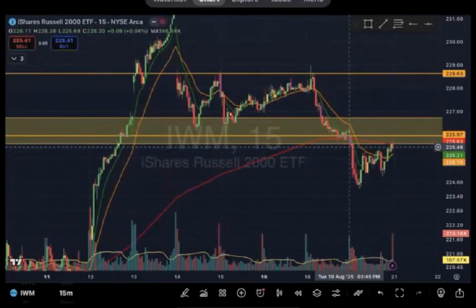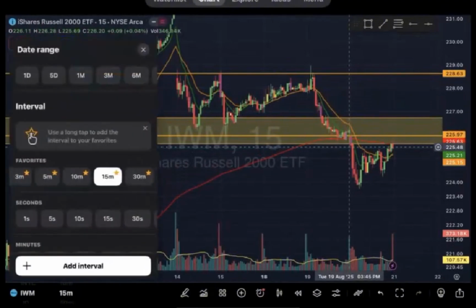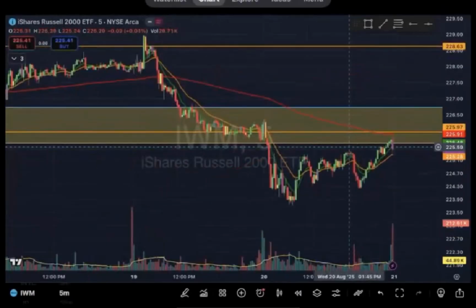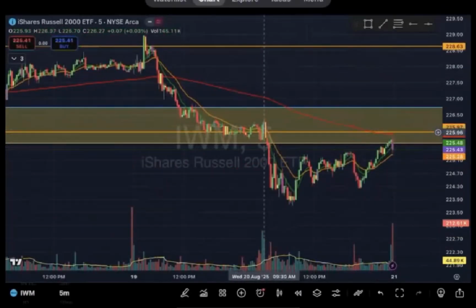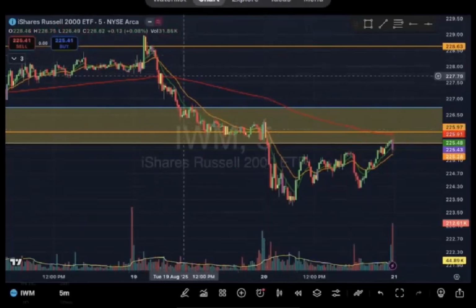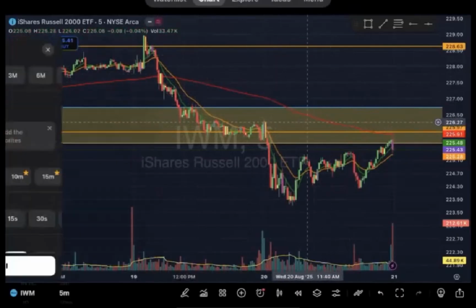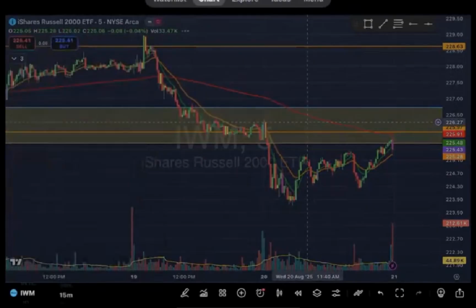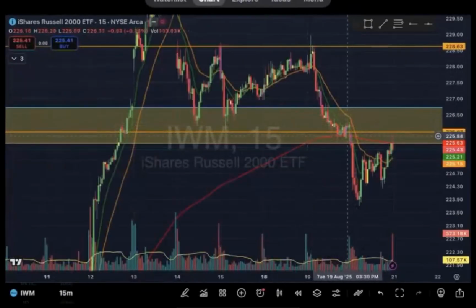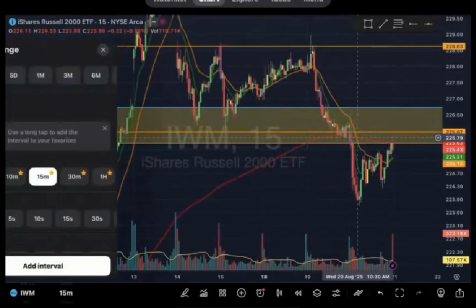So this one, I say you can find these inside candles on all time frames. You just have to know how to use them and where to use them and if it's appropriate to be used. IWM this morning, 9:30, we woke up, push up, inside candle, we're below the 5 minute EMA, the 200 EMA. We're pushing below the 200 EMA on the 15 minute.